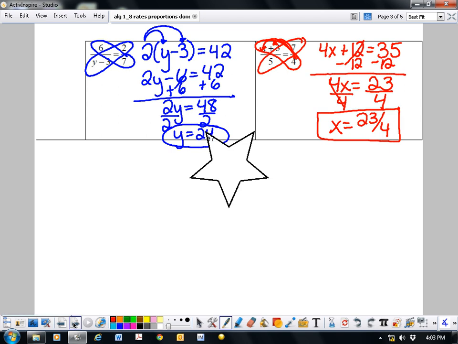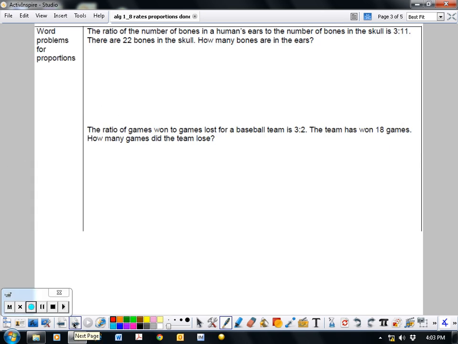Okay, we still got pages to go. Okay, so word problems for proportion. So this is where the highlighters really come into play. So the ratio of the number of bones in the human's ears to skull. Ears to skull. So that's where we're working on our proportions. Ears, skull. And I use this to help map out to make sure I'm putting my numbers in the right spot, because all the time when we work on problems like this, you're like, well, how do you know where the number goes, on top or bottom? And so if I map it out like this, it makes it easier.